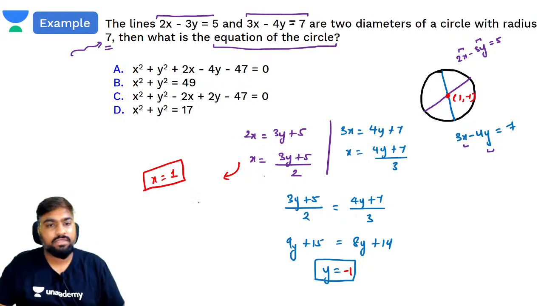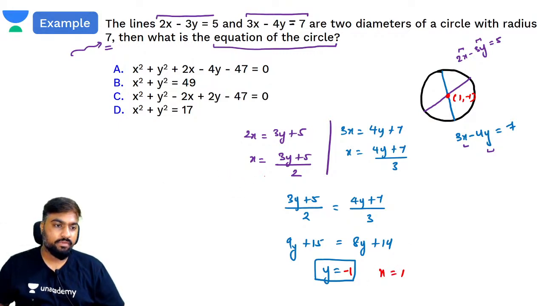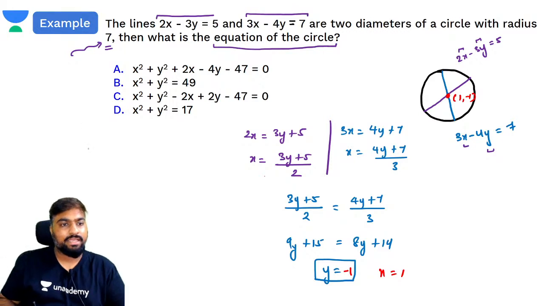Now you can form the equation of the circle, right? How do you find the equation of a given circle? (x minus a) square, in this case (x minus 1) square plus (y minus (-1)), that is (y plus 1), the whole square should be equal to 49.